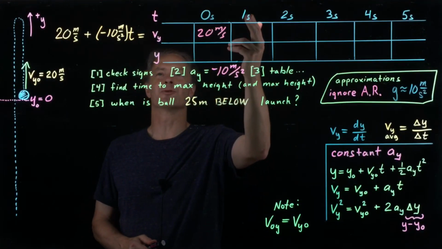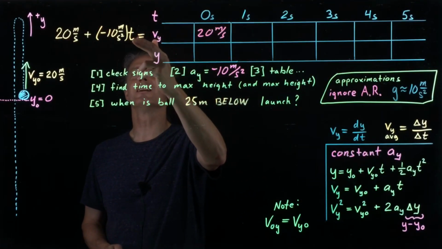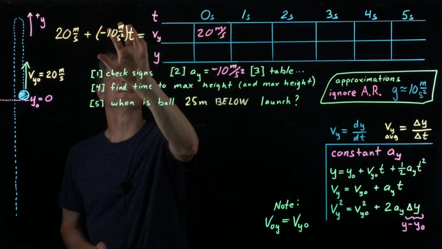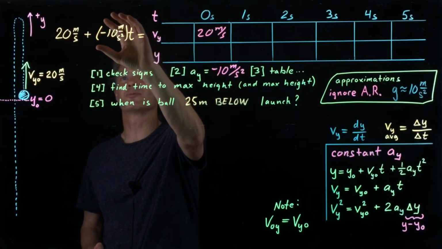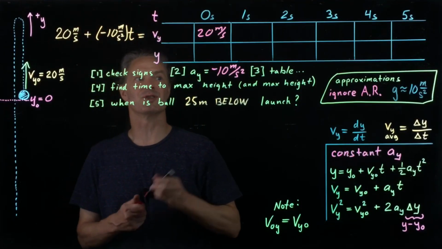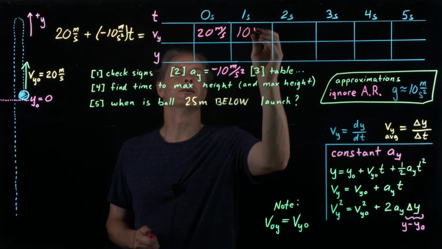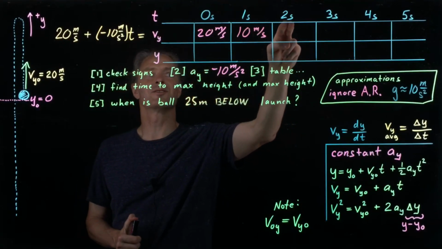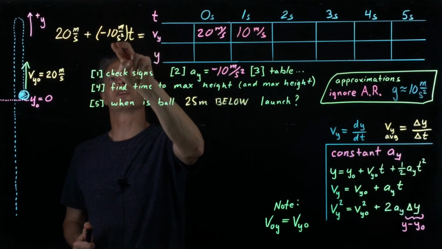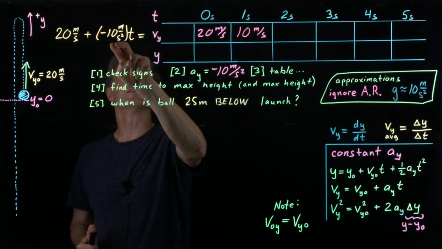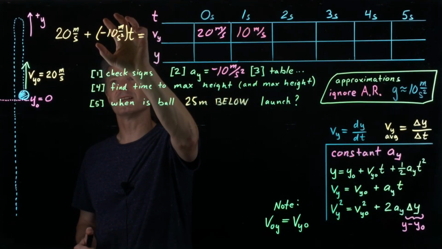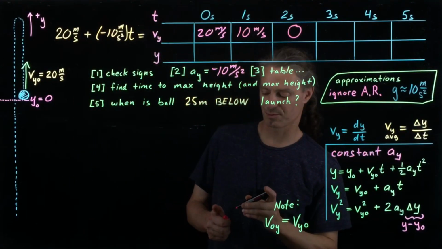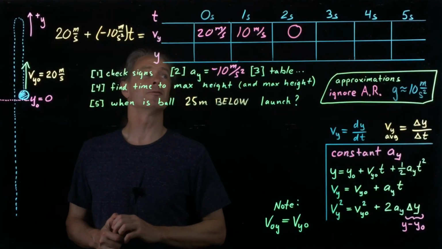All right, at time equals 1 second, I could plug that in for t. I'd have negative 10 meters per second times 1 second. That will give me negative 10 meters per second. Add that to 20 meters per second, and I'll be left with 10 meters per second. At time 2 seconds, 2 seconds times negative 10 meters per second is minus 20 meters per second. Add that to 20 meters per second, and I'll have a velocity of 0 meters per second. So I'll just leave it as 0.